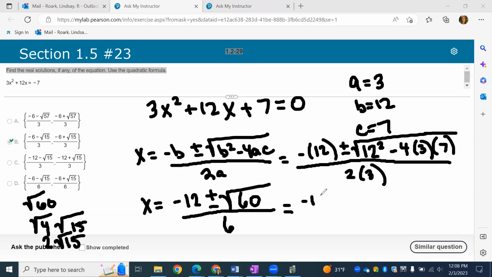So I'm going to recopy my answer, and I have negative 12 plus or minus, instead of square root of 60, I put 2 square root of 15, and then again, divided by 2 times a, which we had was 6. Okay, so if we made it this far, that's great. I can look through and see where some of the possible other options would go.